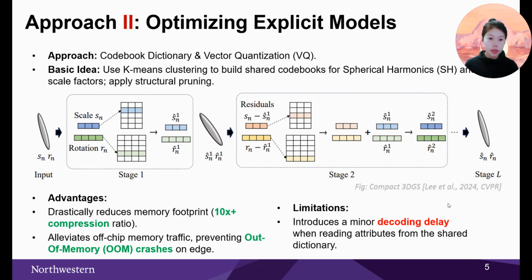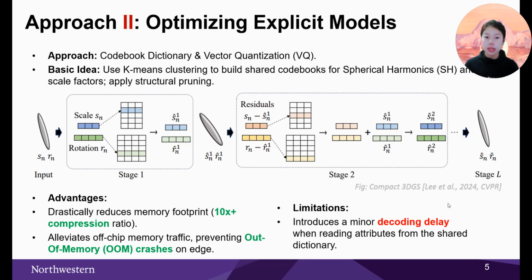Of course, there is also a trade-off. Reading attributes from a codebook requires a small decoding step during rendering, which introduces a minor delay. But in practice, this trade-off is very reasonable because it prevents out-of-memory failures on edge devices.